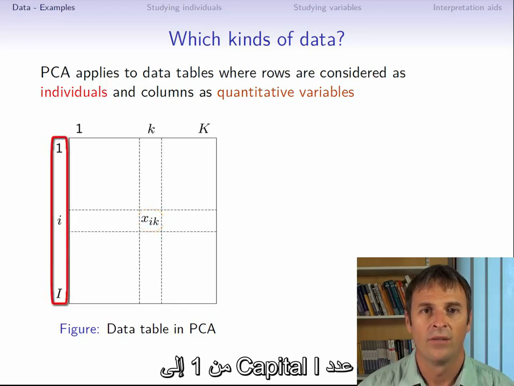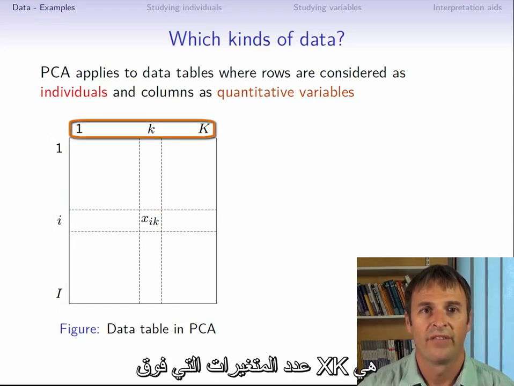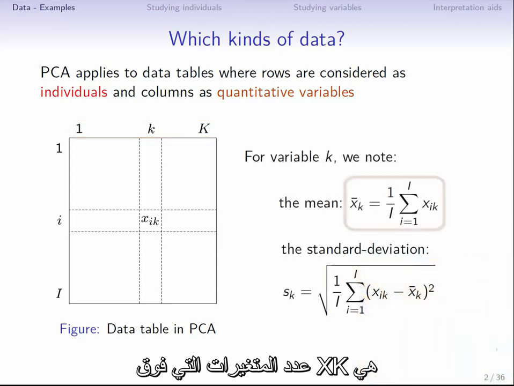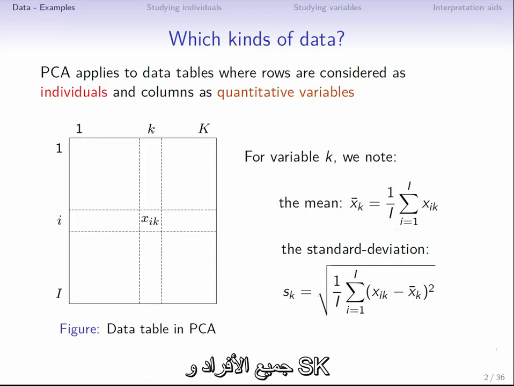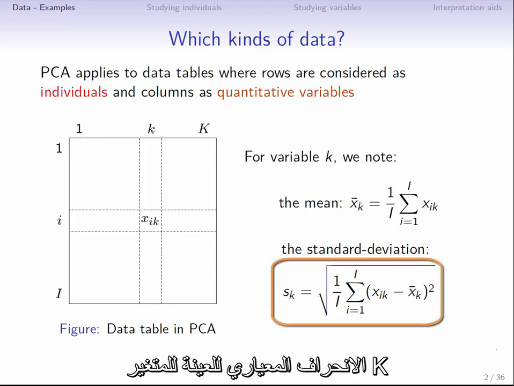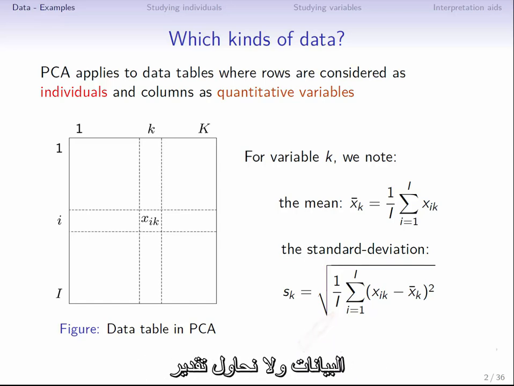i varies from 1 to capital I, the number of individuals, and k from 1 to capital K, the number of variables. x-bar_k is the mean of variable k calculated over all individuals, and s_k the standard deviation of the sample for variable k. Here we use 1 over I, which means that the standard deviation is calculated on the data and we don't try to estimate the standard deviation of the population.